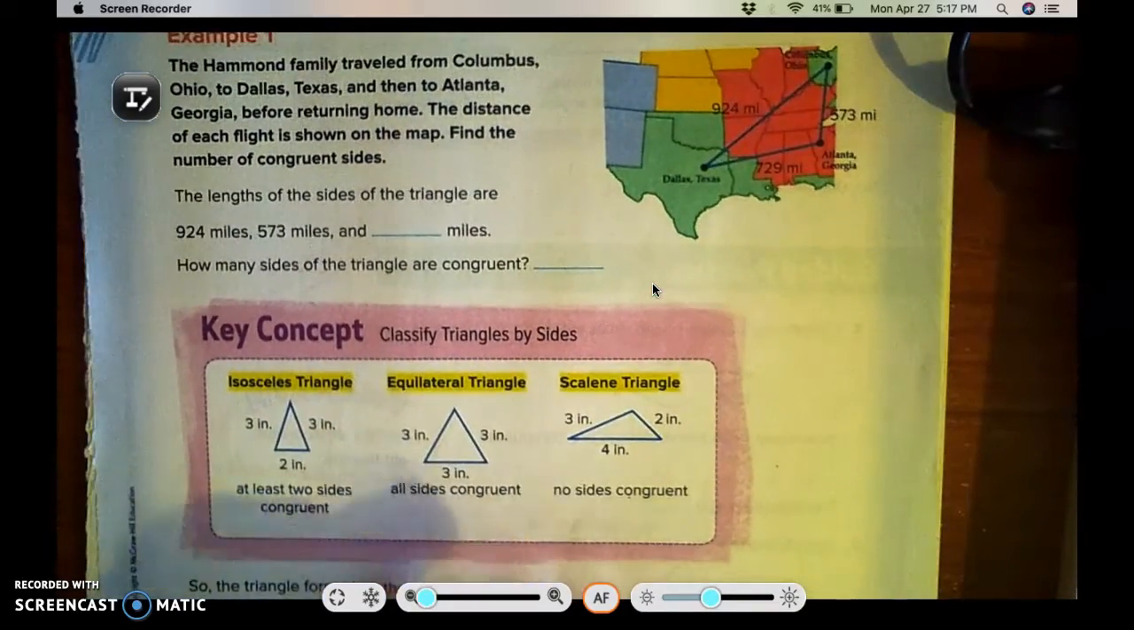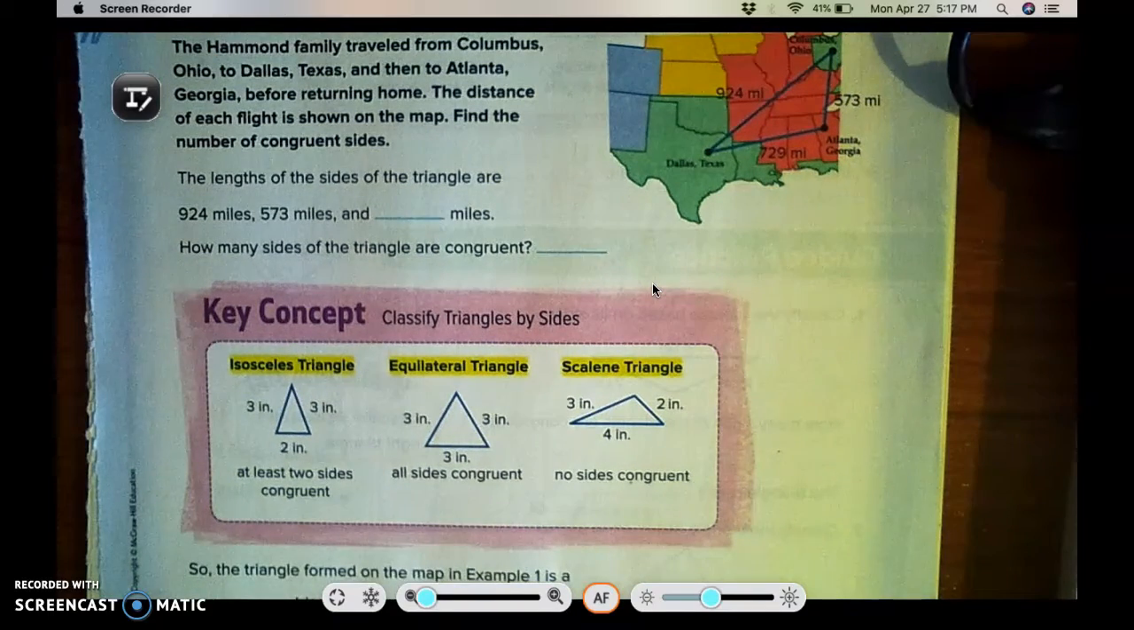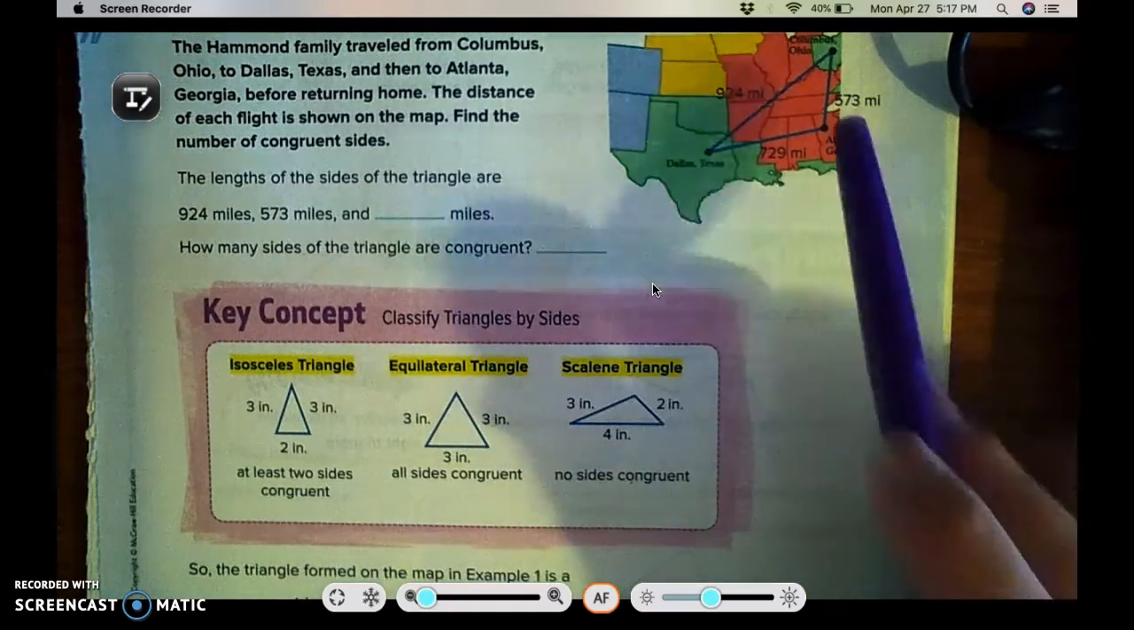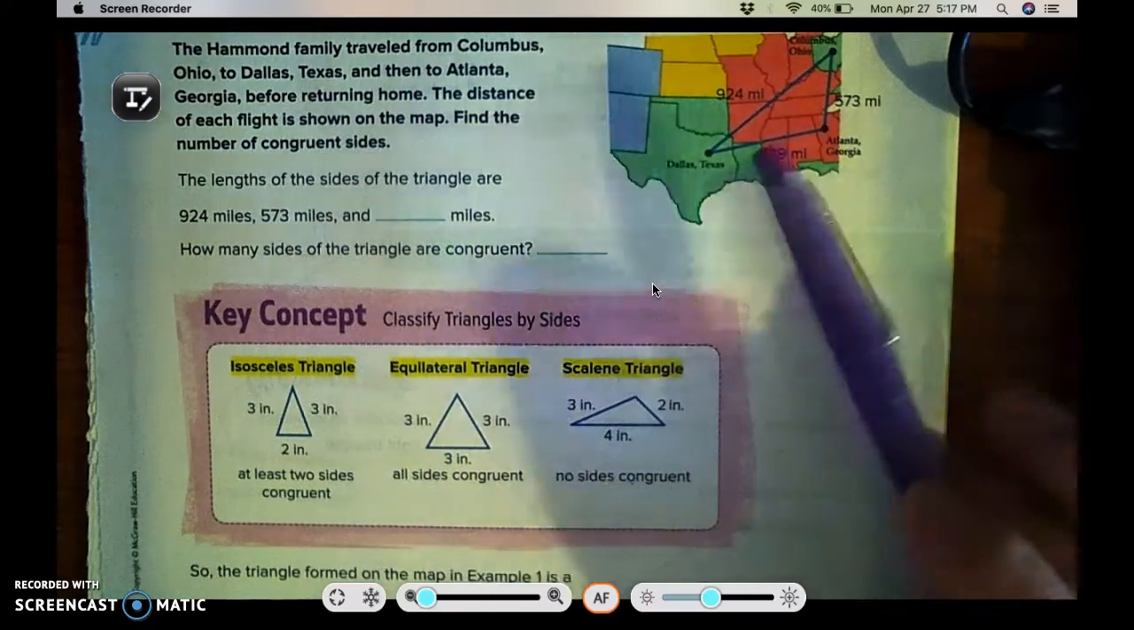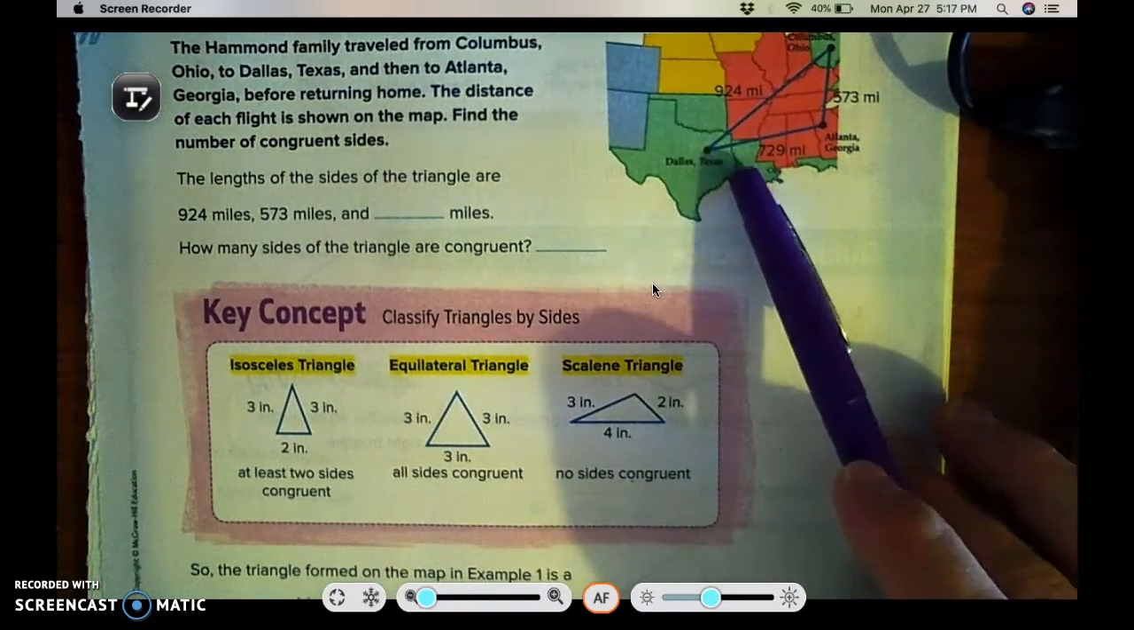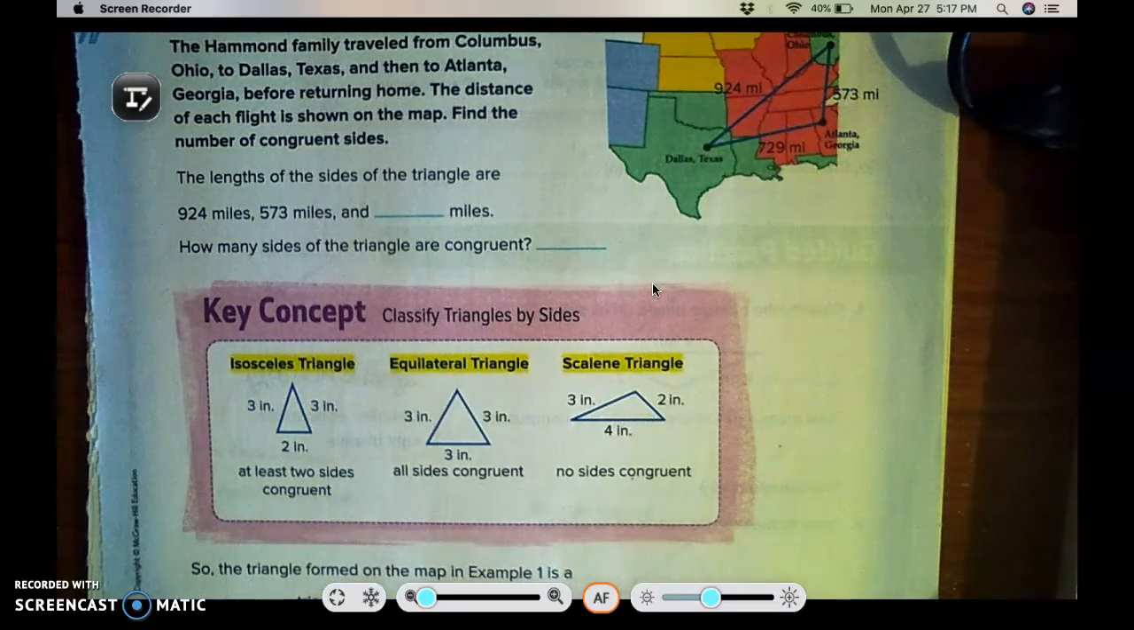So example number 1, the Hammond family travels from Columbus, Ohio to Dallas, Texas, and then to Atlanta, Georgia before returning home. The distance of each flight is shown on the map. Find the number of congruent sides. So if you check out the picture here, we have 573 miles, 729 miles, and 924 miles. That makes up our triangle shape.